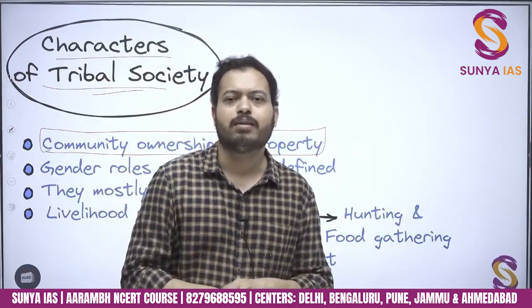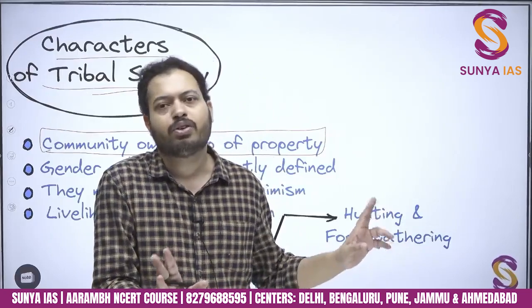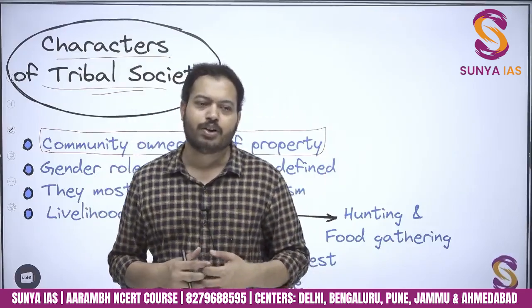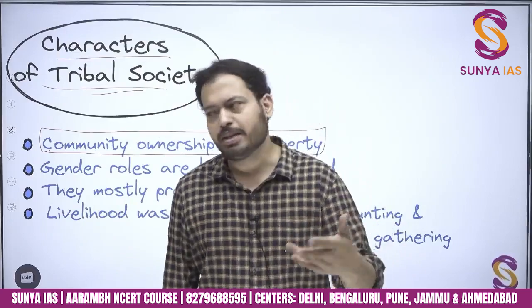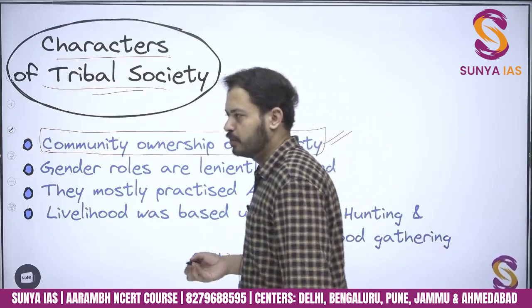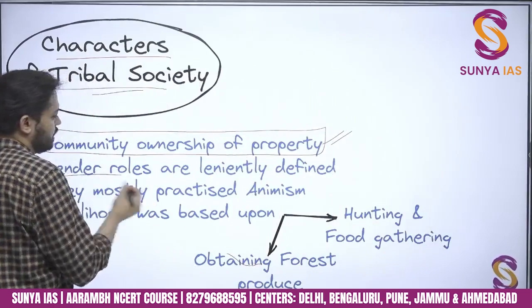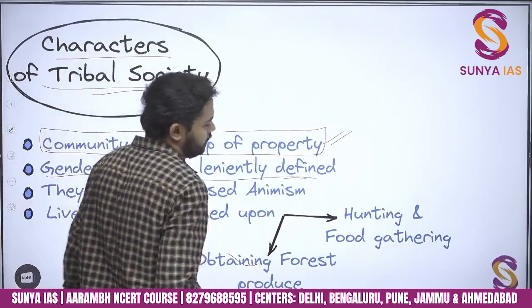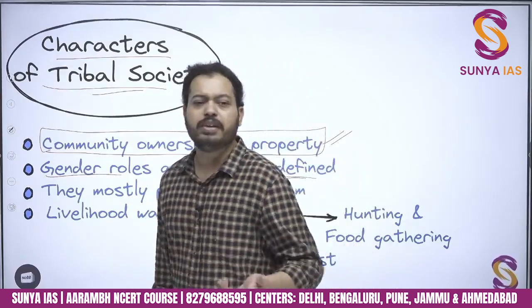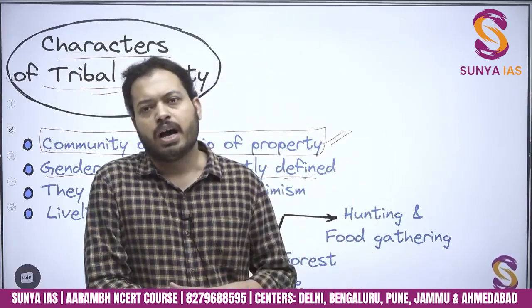So back in the day, even the rest of India was living like that only, before Warren Hastings and then Cornwallis came up with their land settlement system. But the tribals continue to live in the same manner. So community ownership of property still exists among them. After that, gender roles are leniently defined. Now, what I mean by that is, we live in a very patriarchal society, and everyone knows that. The roles of man and woman are very much defined.